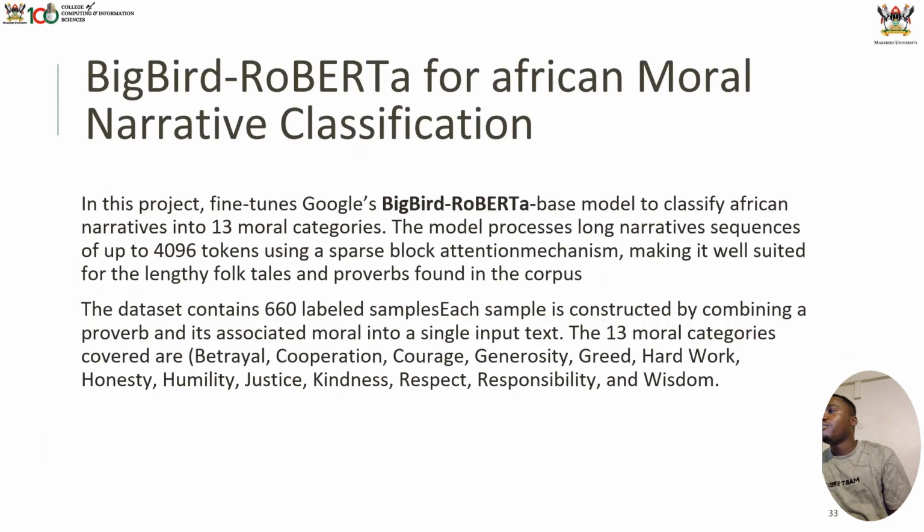We also have the big, bad RoBERTa. For this one, we used supervised data to train the model because it is a base model used to classify African narratives, and we classify them into 13 moral categories: betrayal, cooperation, courage, generosity, greed, hard work, honesty, humility, justice, kindness, respect, responsibility, and wisdom. So that when someone inputs, let me say, a long text, it can tell them what moral lesson they learned from it.